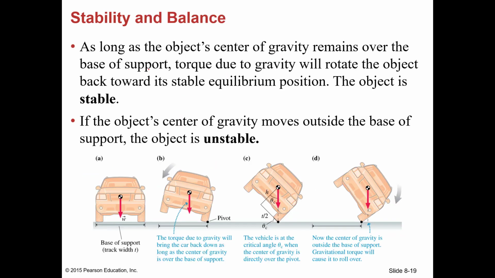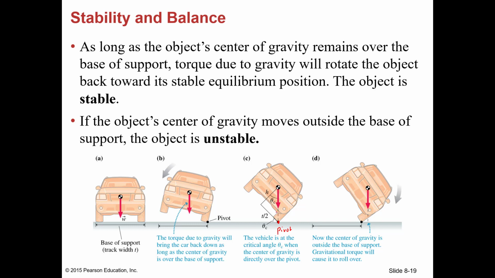So like here, if we see a car in this normal condition, you see the car's weight is within the base of support. Now you tilt the car a little bit. For some reason the car tilts. The weight is still inside the base of support, so it can still go back to this stable state. Now if the tilt is increased, then at some point this weight will be exactly over this pivot. So this is the critical condition.